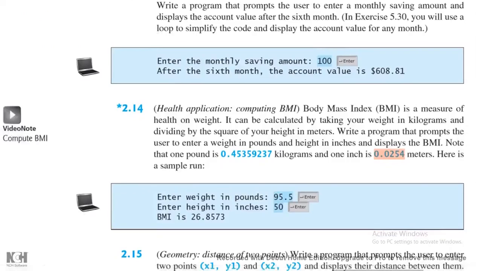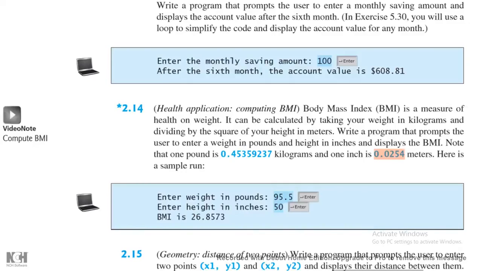It's a health application. What we're doing is computing BMI. Body mass index is a measure of health based on weight. It can be calculated by taking your weight in kilograms and dividing by the square of your height in meters. Write a program that prompts the user to enter a weight in pounds and height in inches and displays the BMI. Note that 1 pound is 0.45359237 kilograms and 1 inch is 0.0254 meters.